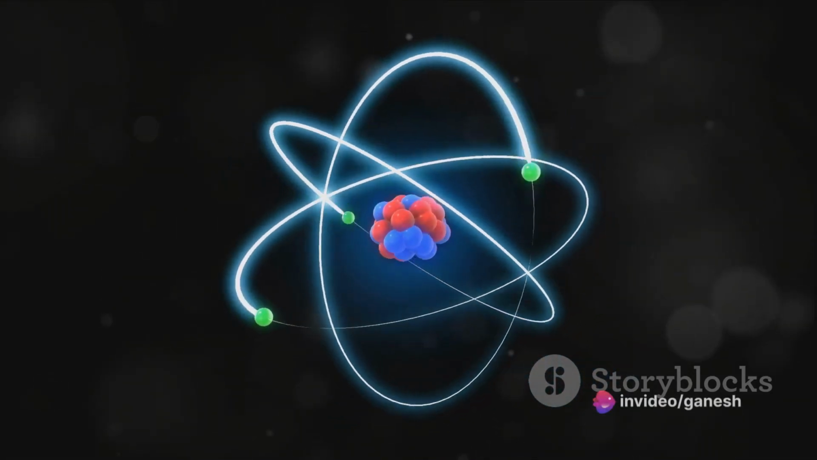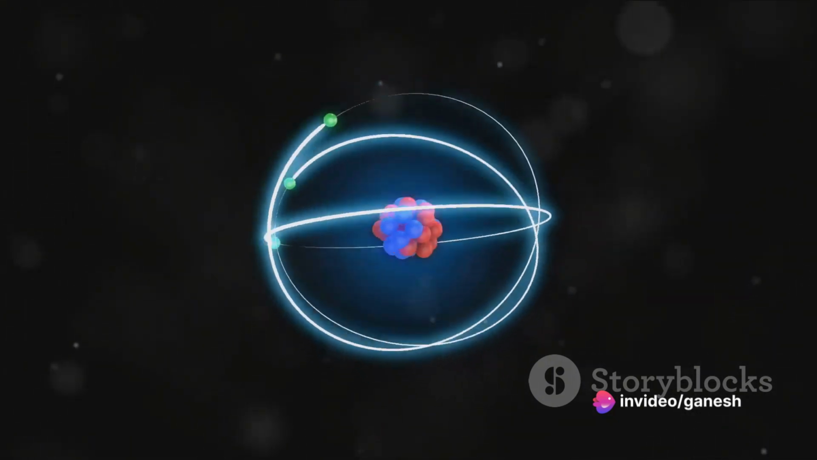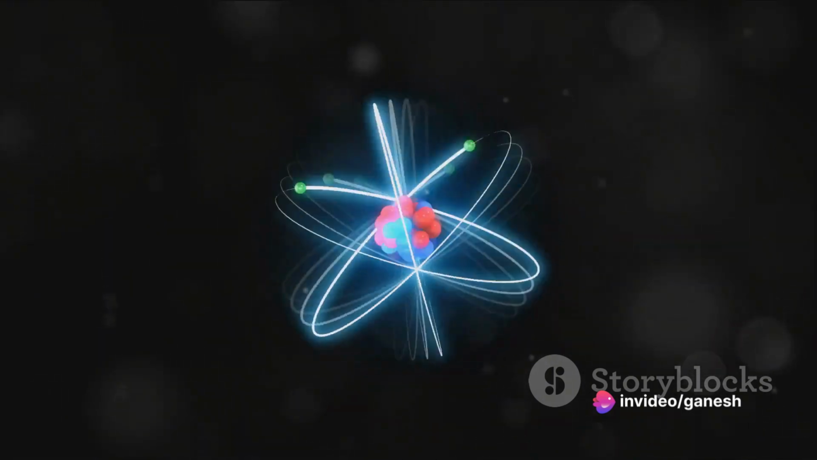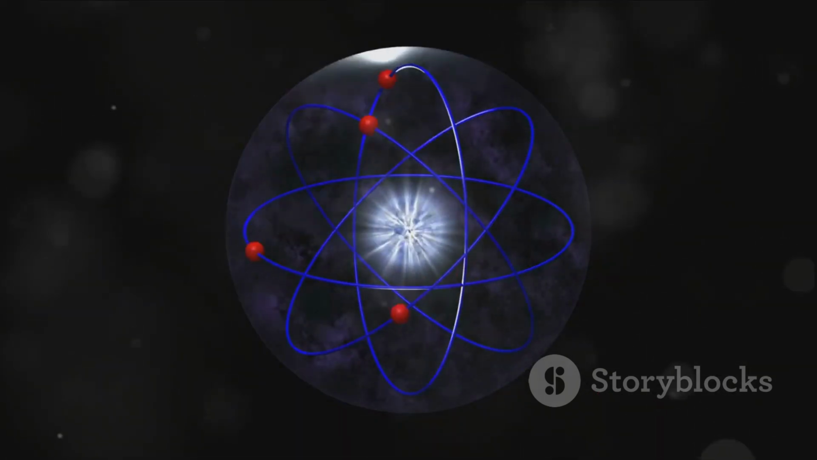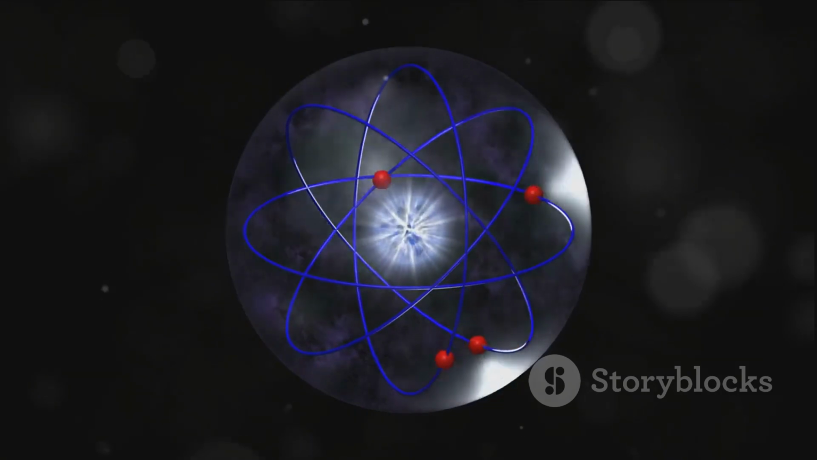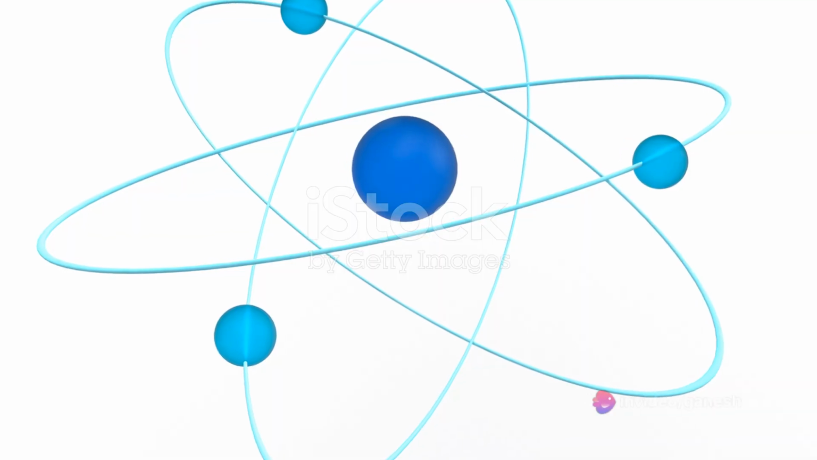Picture a tiny particle so small that it's invisible to the naked eye. This particle is a fundamental building block of matter, present in the atoms that make up everything around us. This minuscule particle is the electron, and it possesses a property we call charge.